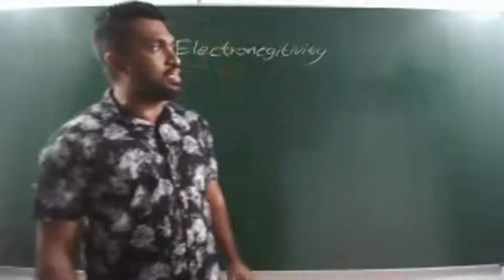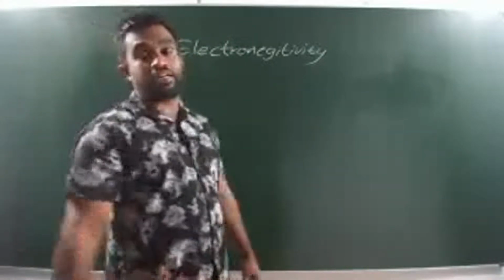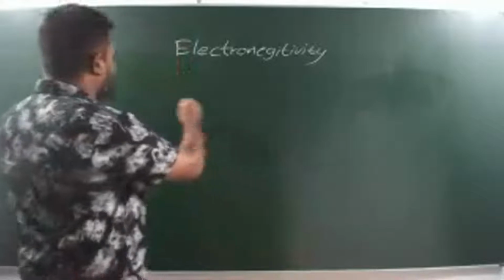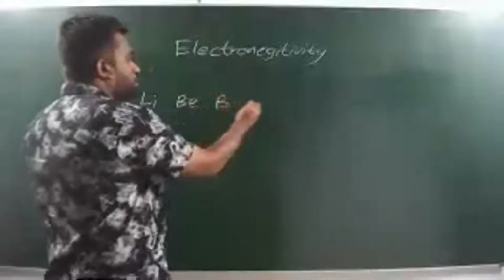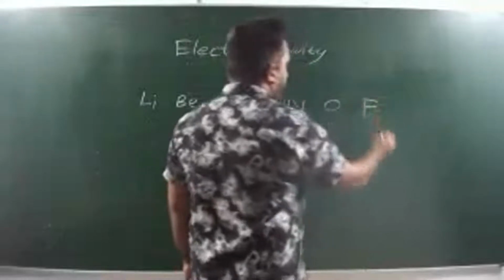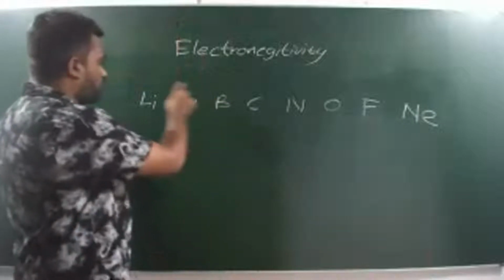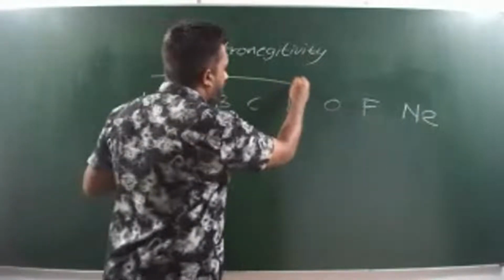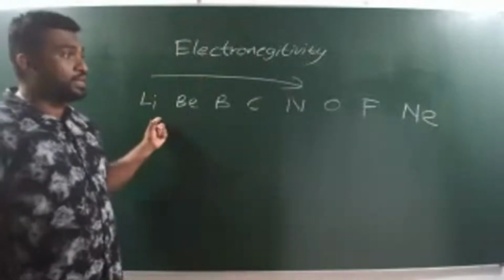So as you have learned in O levels, when you go left to right in a period, what will happen? The electronegativity will increase. Let's talk about period 2. You have lithium here, beryllium, boron, carbon, nitrogen, oxygen, fluorine, and neon. So when you go left to right, what will happen? The atomic radius will decrease.